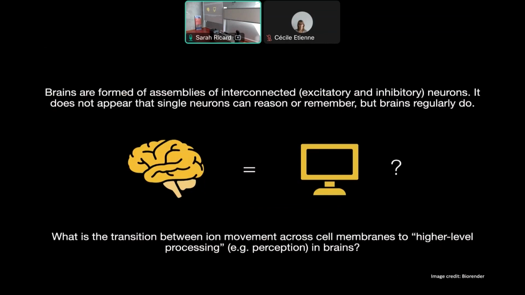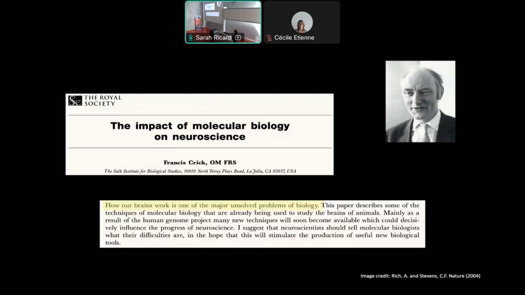So what's important here is that a single neuron cannot perform the task of a brain. A single neuron receives some inputs and fires an output. So what is it that makes these assemblies of neurons able to allow human brains to perform complex tasks? How do we go from this movement of ions across cell membranes to brain function, collaborative brain function? And that's one of the major problems in modern biology.